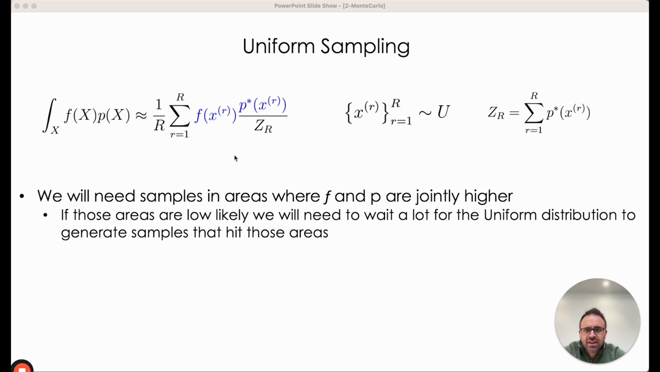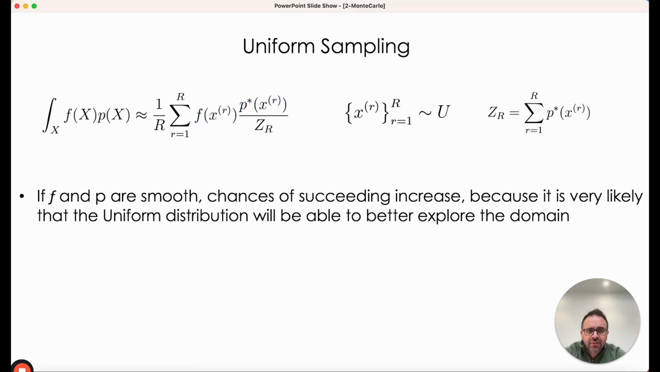As you can see here, this calculation is going to heavily rely on every single case where f and P star together are high, because those cases are going to be the ones that govern the final calculation. So for this method to work, we need to make sure that our uniform distribution is going to hit those areas. It's going to generate samples where f and P star are jointly high. And that is going to happen only whenever f and p are both smooth. And that's a big assumption and restriction, of course. So if those functions are smooth, the chances of actually getting good samples from the uniform are higher.